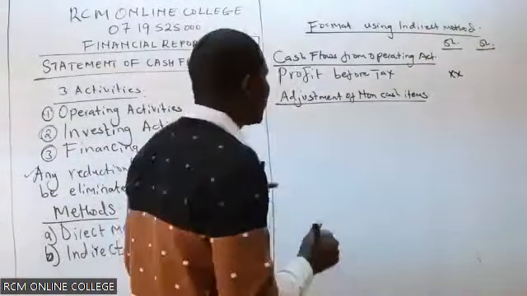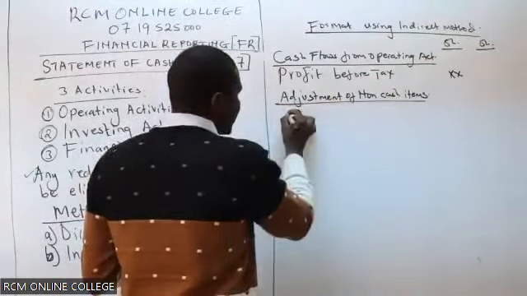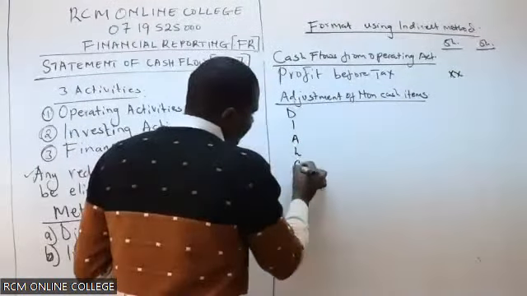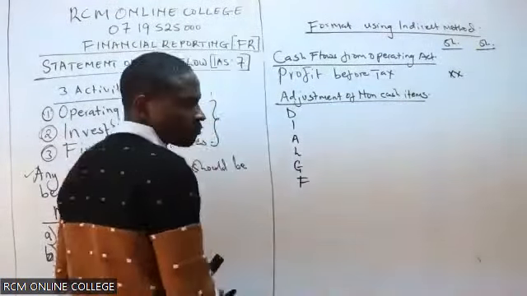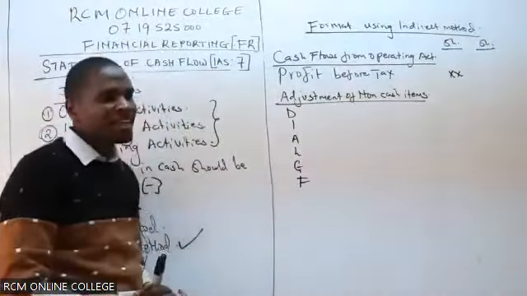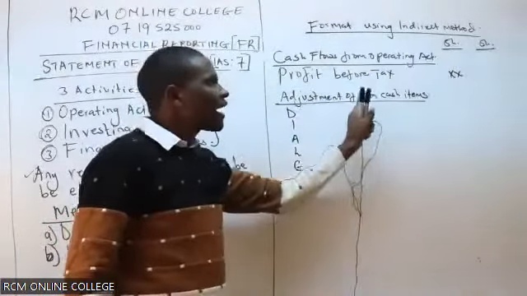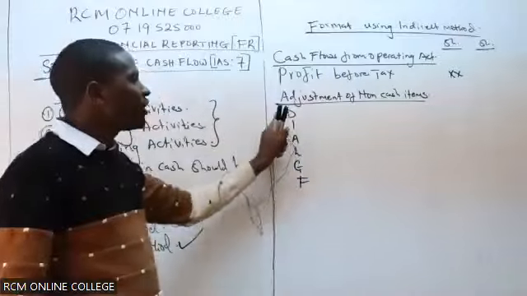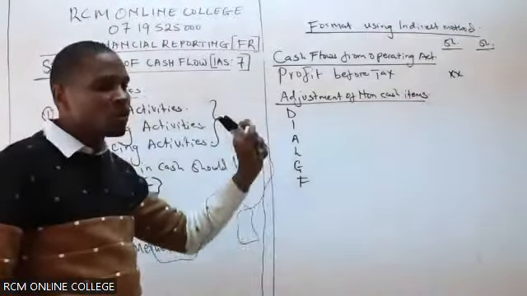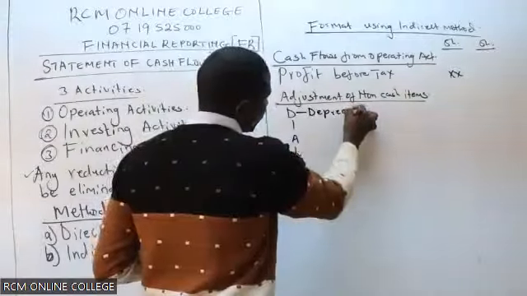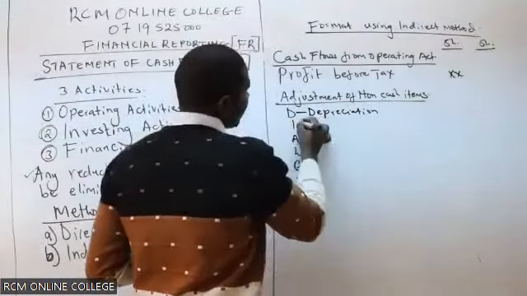So we have an acronym here, DAG. Please, for you to identify the non-cash items, you can use this acronym, where this stands for depreciation, as you have told me, impairment.